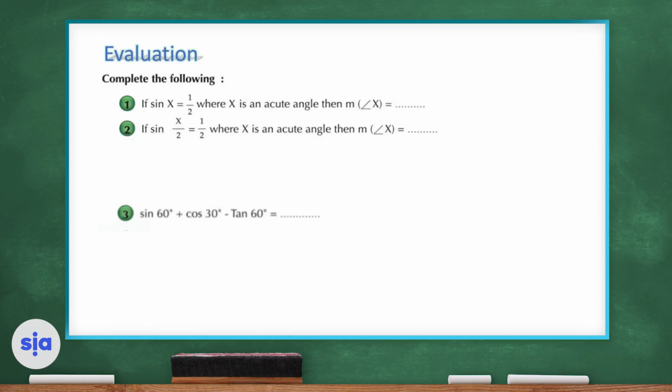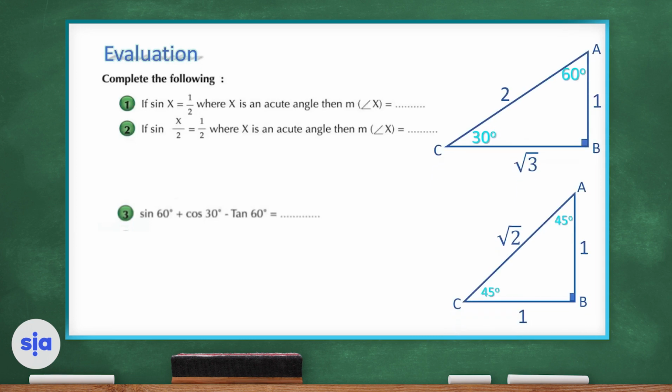Question 1 says, if sine x equals half, where x is an acute angle, then what is the measure of angle x? Here you have the two triangles in front of you, so you're going to check what angle its sine is 1 over 2. So for sure, as you can see here, sine 30 equals 1 over 2, then angle x equals 30 degrees.